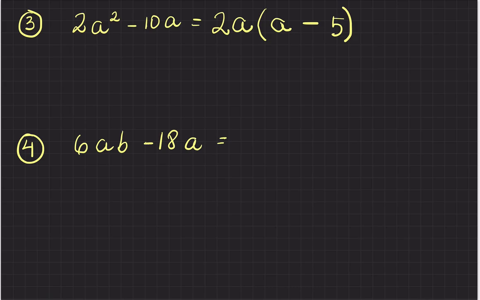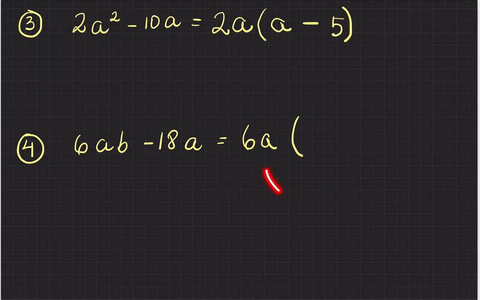The next one. What do these two terms have in common? Well, 18 is 6 times 3, right? So 6 and 6 here are in common. So perfect. When it comes to the numbers, it is 6. And when it comes to the letters, I have a here and a here. So a is also in common. So I'm going to factor by 6a, the things that are in common.